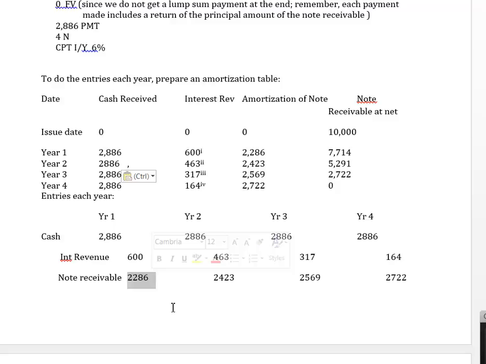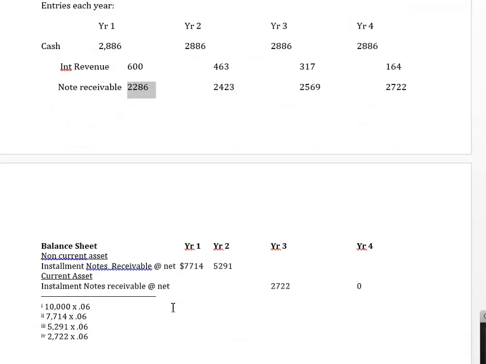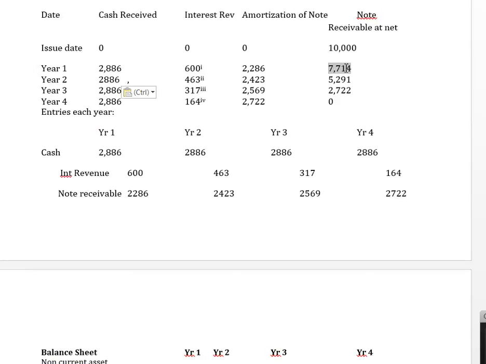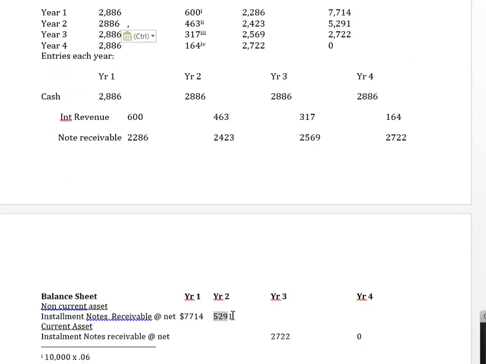So in this case, what does that help us to calculate? That also helps us to calculate what's on the balance sheet. Because at the end of year one, you'll notice in the non-current asset section, and again, it's non-current because in year one, we're still a few years away from year four. It's non-current, and your receivable is sitting at its net value, which is $7714. At the end of year 2, the note is still non-current, but it's going to be sitting on your balance sheet in the non-current assets section at 5291.